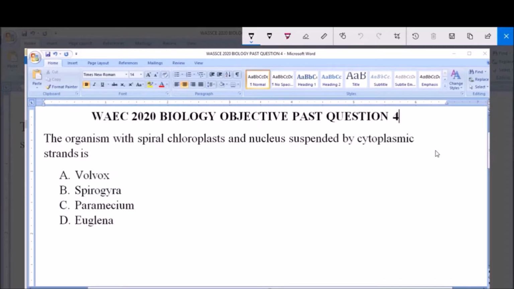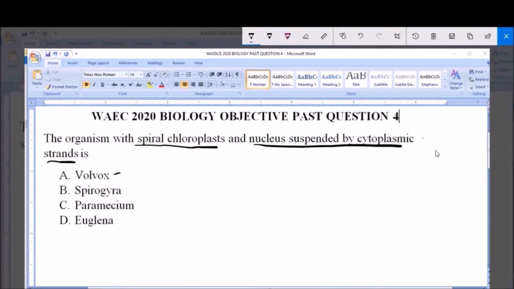The organism with spiral chloroplasts and nucleus suspended by cytoplasmic strands is A. Volvox, B. Spirogyra, C. Paramecium, D. Euglena. So you have 4 organisms here, and this given to us here is its physical description. So let's look at the descriptions of each of these organisms and the ones that fit into this description, specifically spiral chloroplast and nucleus suspended by cytoplasmic strands.